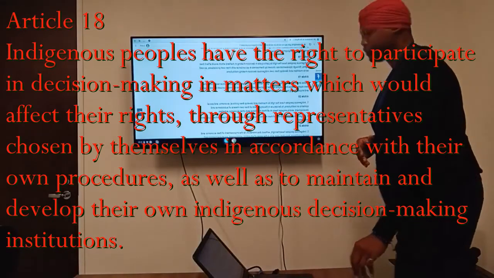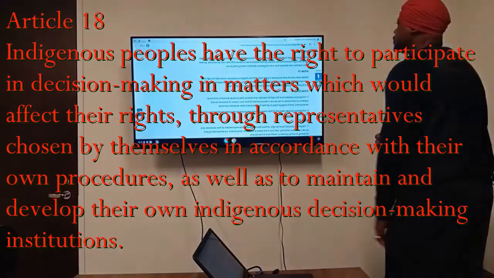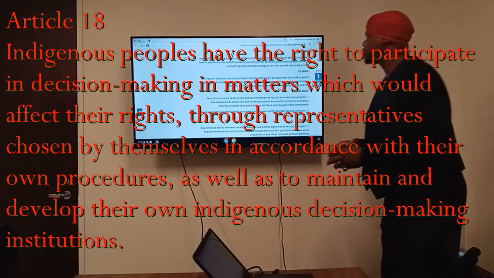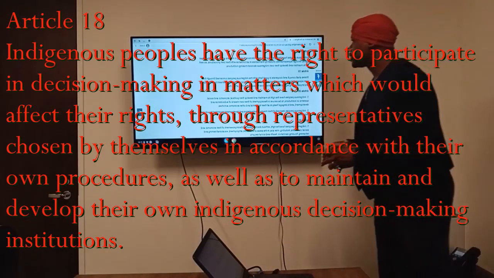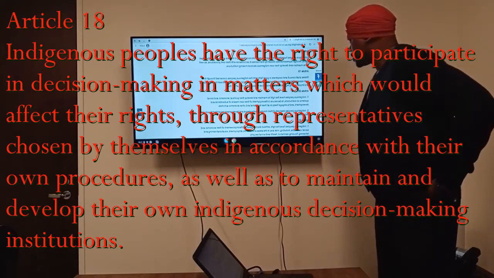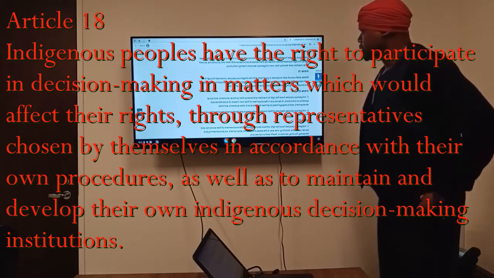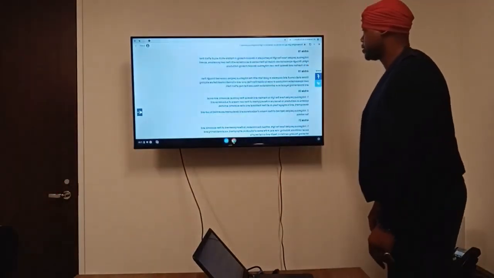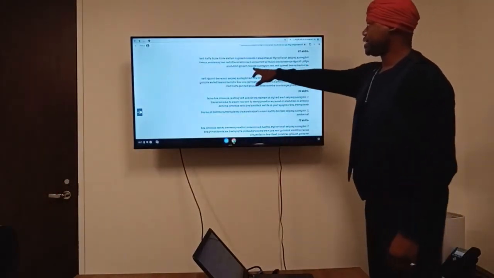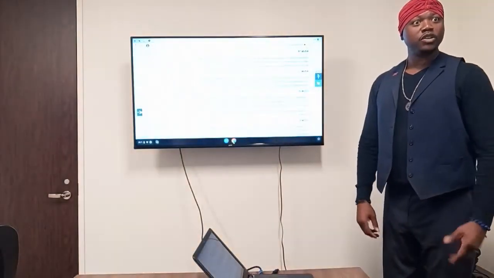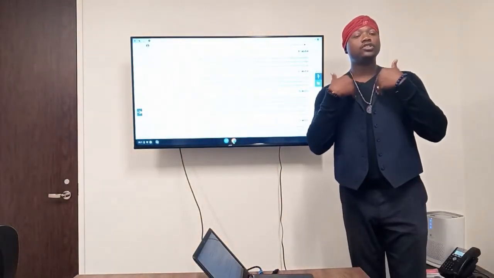Article 18. Indigenous peoples have the right to participate in decision-making in matters which would affect their rights through representatives chosen by themselves in accordance with their own procedures, as well as to maintain and develop their own indigenous decision-making institutions. Means we need to start our own institutions.